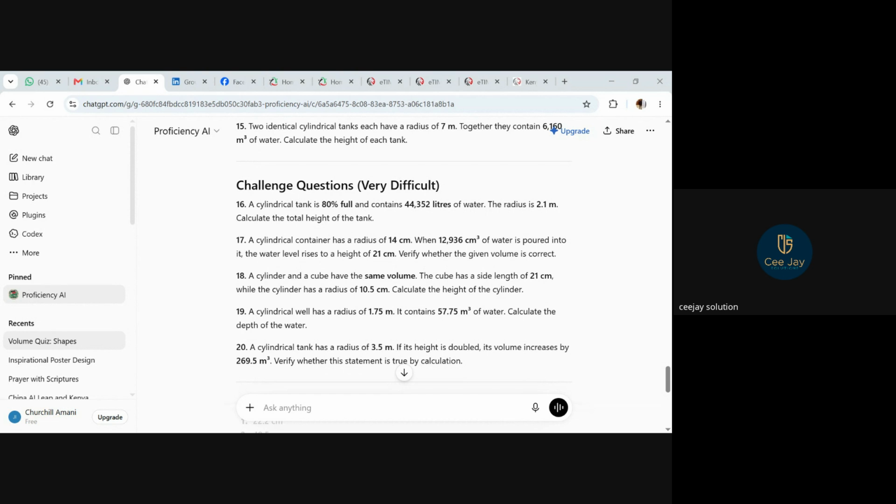Then we say 80% equals to 44.352. What about 100%? If 80% equals to 44.352, what about 100%? When the tank is full, that is 100%. So 100 over 80 times 44.352.